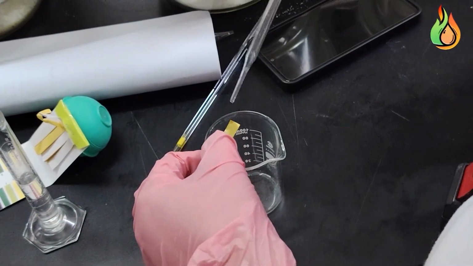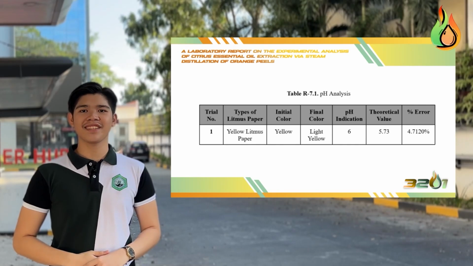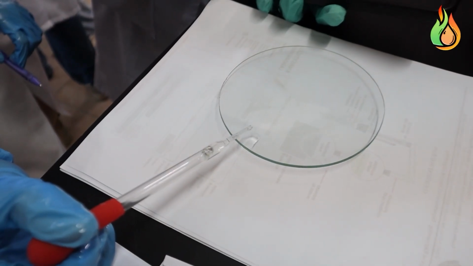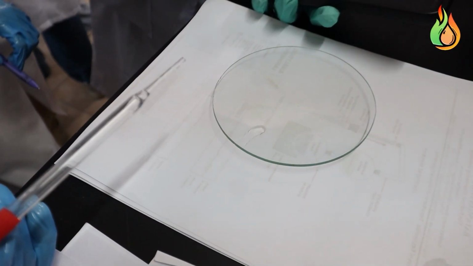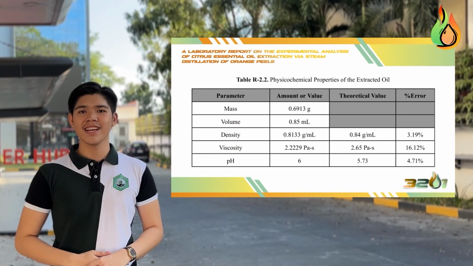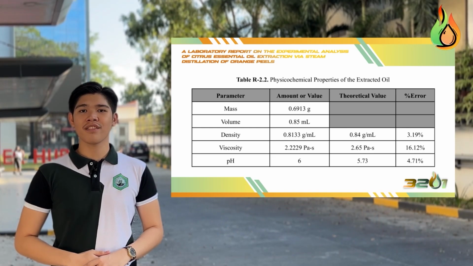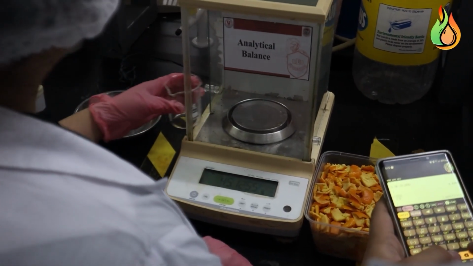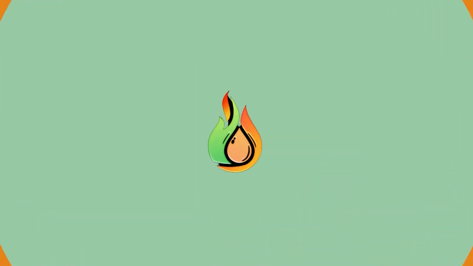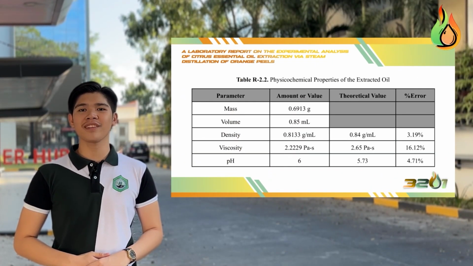For acidity, a yellow litmus paper test indicated a pH of 6, signifying a mildly acidic condition. Viscosity analysis at 31.6 degrees Celsius showed that the oil flowed 5.8 centimeters in 1.08 minutes, yielding a viscosity of 2.2229 Pascal seconds. Beyond this, the density of the extracted fluid was determined to be 0.8133 grams per milliliter, derived from a measured mass of 0.6193 grams and volume of 0.85 milliliters.